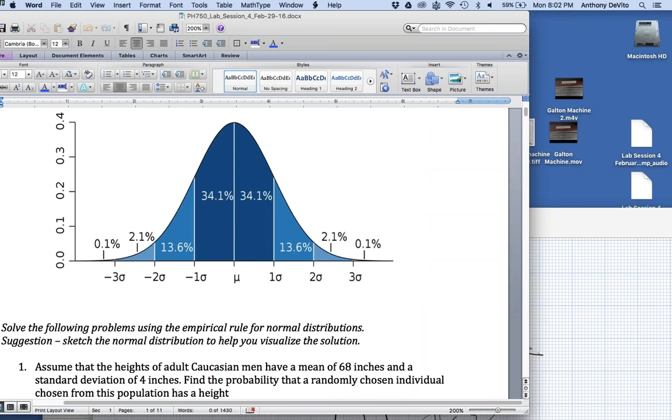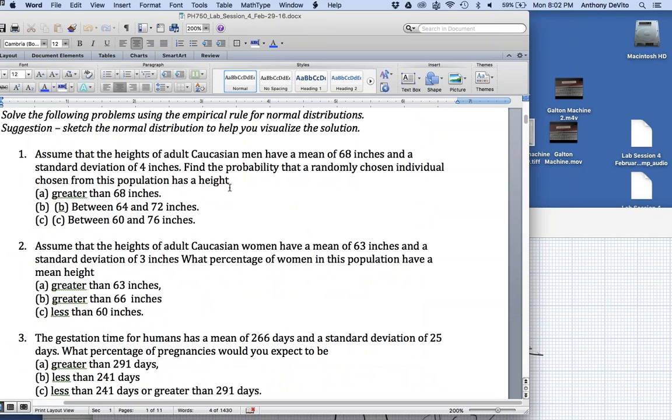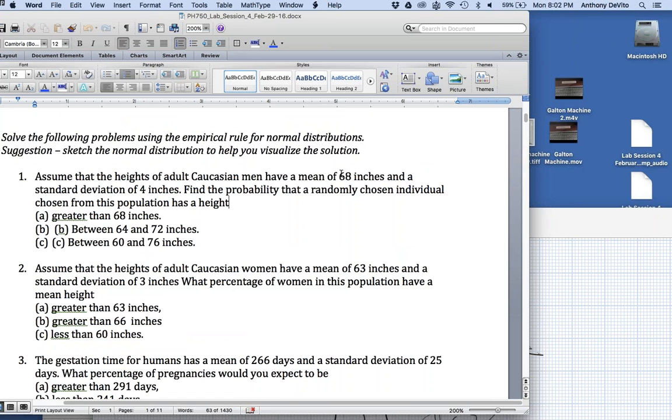So let's go to our Word document, and let's start with our problem. Assume the heights of adult Caucasian men have a mean of 68 inches and a standard deviation of 4 inches. Find the probability that a randomly chosen individual from this population has a height greater than 68 inches. What's the mean? 68 inches, right? What's the probability that a man in this population has a height greater than 68 inches? 50%, right? Exactly. Because that's what the mean means. Half of them are below, half of them are above.